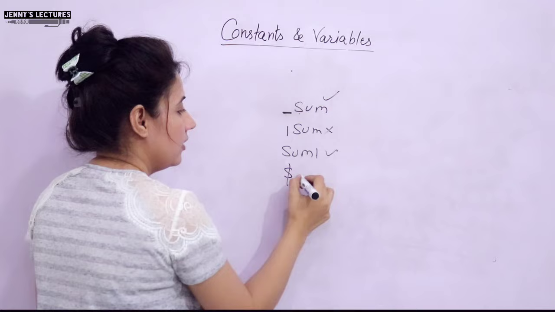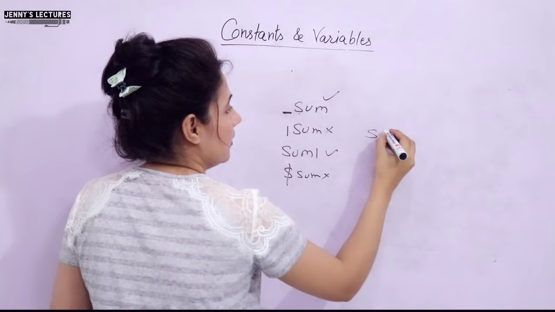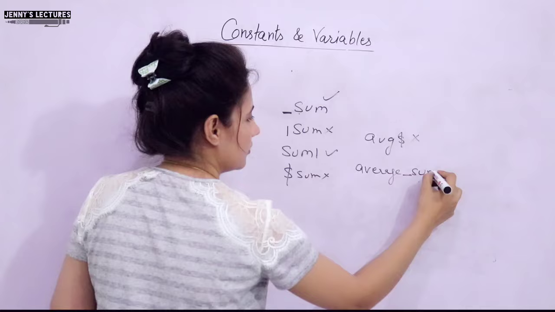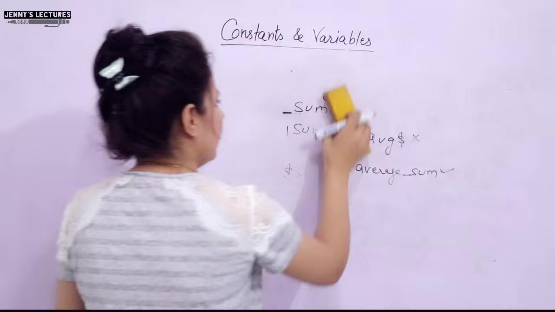Dollar sum is not allowed. Any special symbol is not allowed, like avg dollar, this is not allowed. Or you can say average underscore or sum underscore, this is allowed. Underscore is allowed. I hope these rules are clear to you now.